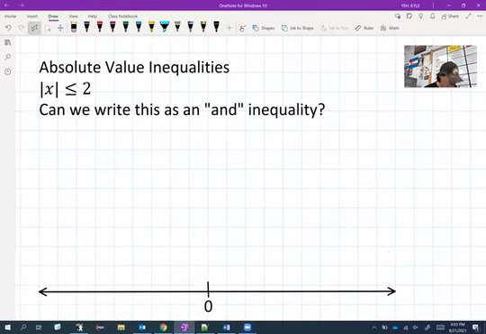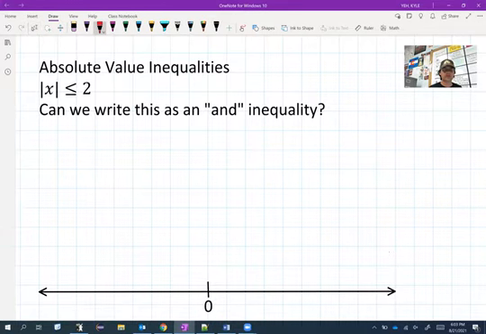So right here, we've got absolute value inequalities. The absolute value of x is less than or equal to 2. And before we even try to do anything with this, what I recommend is let's think about what absolute value means. We learned in section 1.4, absolute value is the distance of whatever's inside it, in this case, distance of x from 0, always distance from 0.